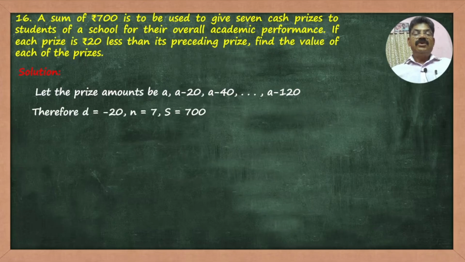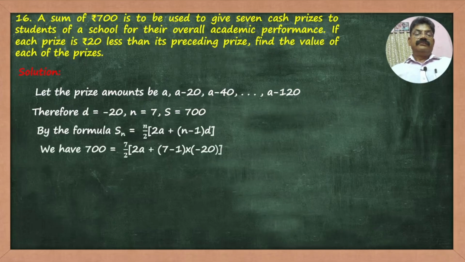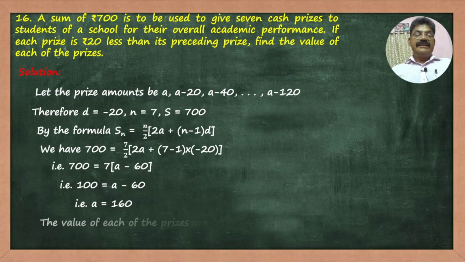Therefore, d is equal to minus 20, n is equal to 7 and S is equal to 700. By the formula Sn is equal to n by 2 into (2a plus (n minus 1) d), we have a is equal to 160. Therefore, the value of each of the prizes are 160, 140, 120, 100, 80, 60 and 40.